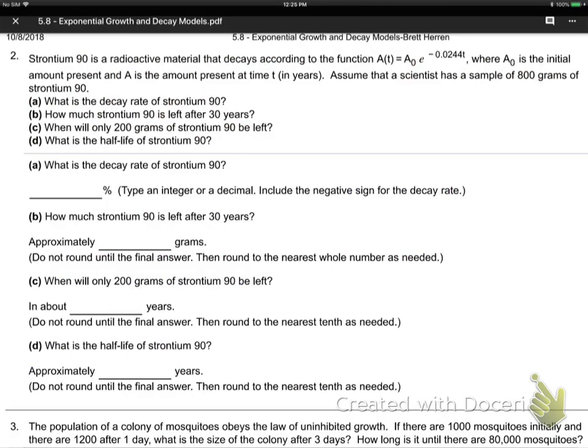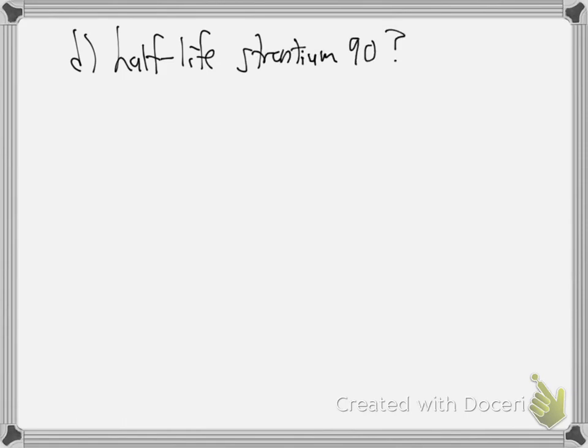Let's jump down to D. I'll skip C. C would be easy for you. Let's jump to D. They're going to say, what's the half-life of the strontium 90? Don't worry about the 90, it's just part of the name. You don't have to do anything with the 90.